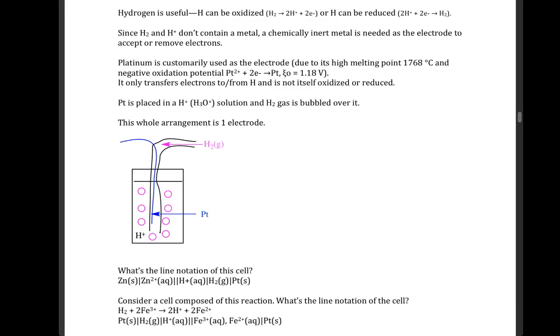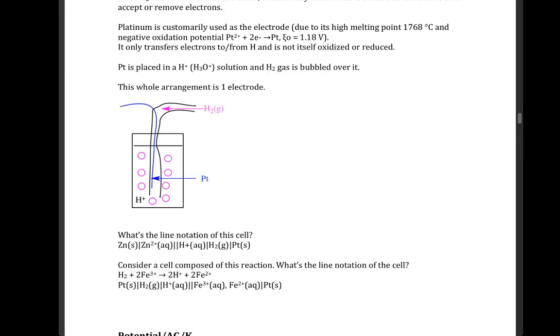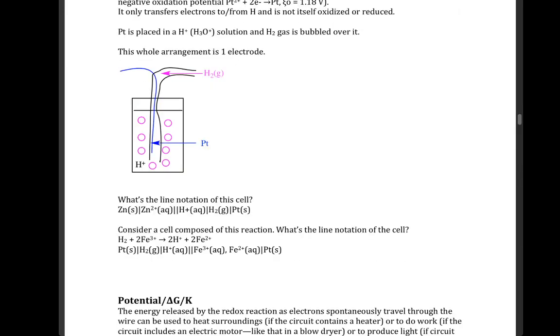So it would look like this: Zn solid | Zn2+, that's what's occurring at the anode side. Then we have the salt bridge. Then we have H+ | H2 gas. The reason we have a bar between those is because the H+ is aqueous and the H2 is a gas. Now we follow it with the bar and then platinum solid, because that is the electrode, the cathode electrode.